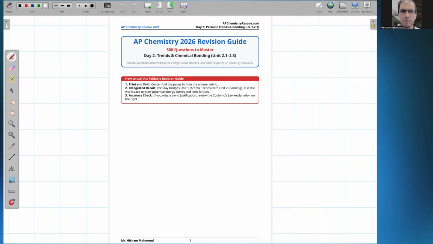This is a revision guide that you can find online. It includes units 2.1 and 2.3 content, and it has some of the unit 1 content that we have already revised in day 1 for spaced repetition, as we are doing. If you don't remember, I will repeat.